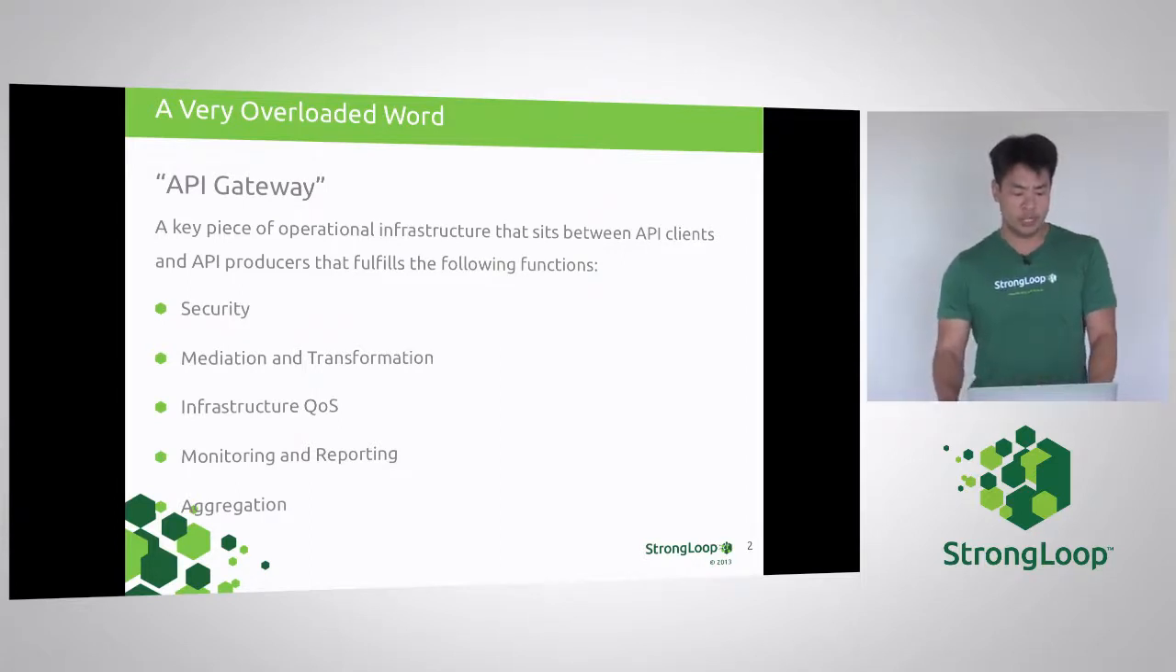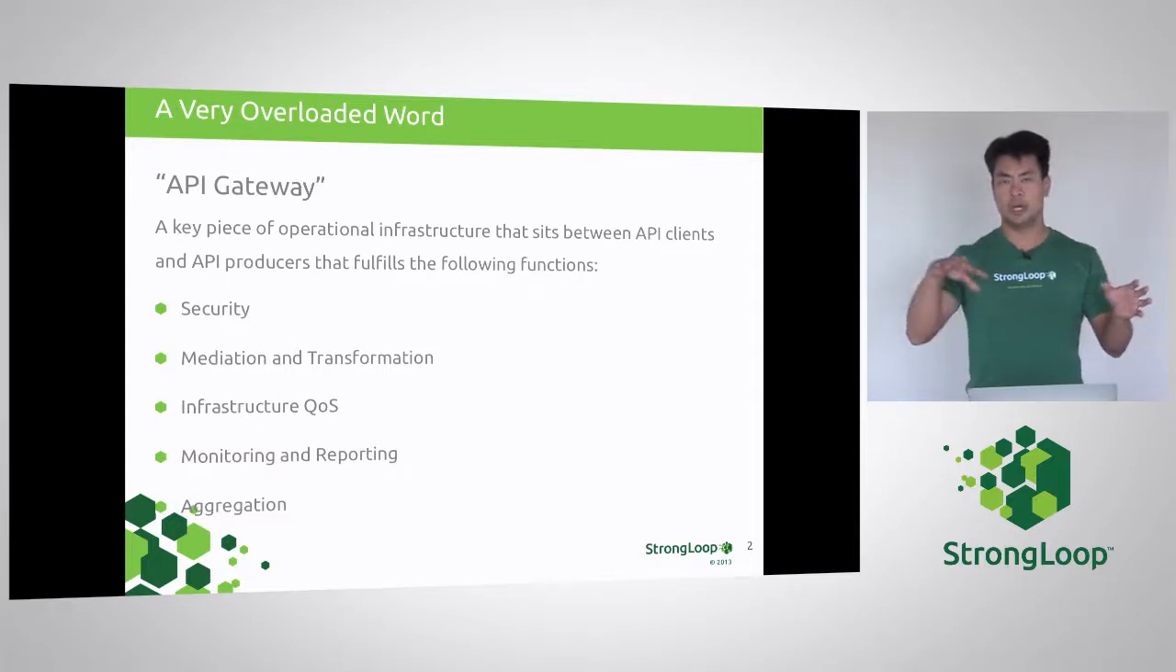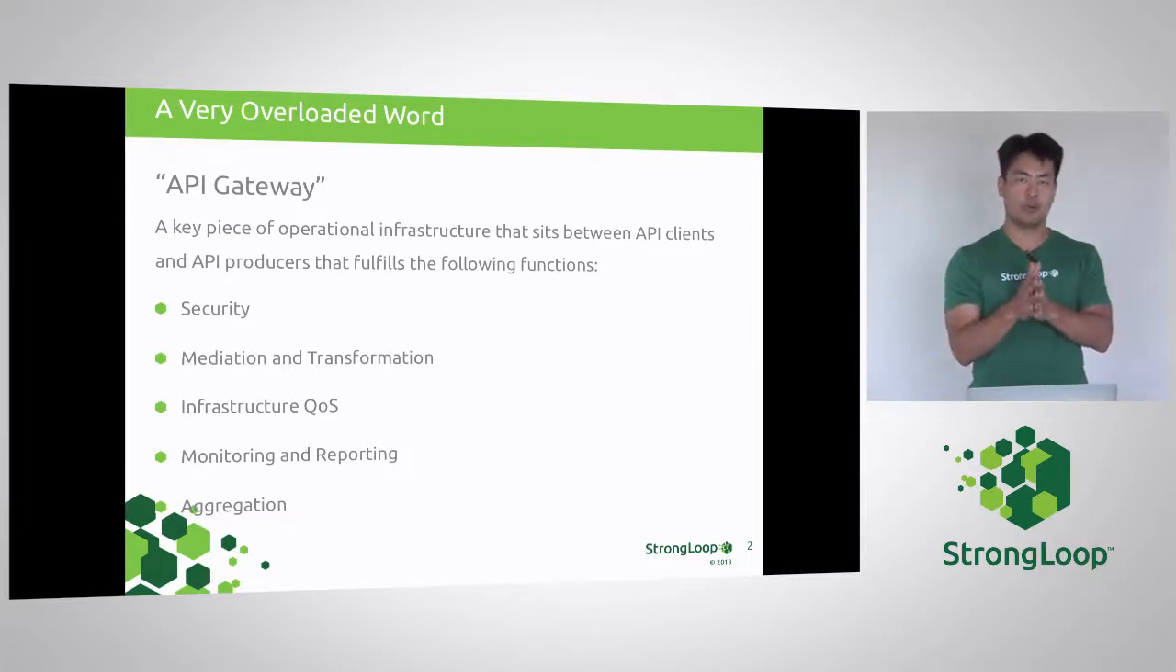The gateway is commonly a very overloaded word. What I mean by an API gateway is that key piece of infrastructure that sits between your API clients and the API producers, or where you're actually hosting the APIs and the business logic that constitute the APIs. You need somewhat of a buffer, right? You need some sort of firewall, some protection between the clients and the producers so that there aren't things like DOS attacks and that kind of thing.